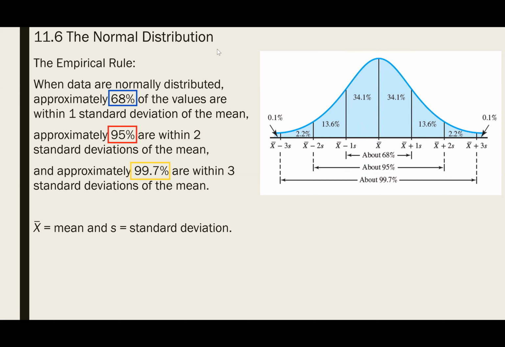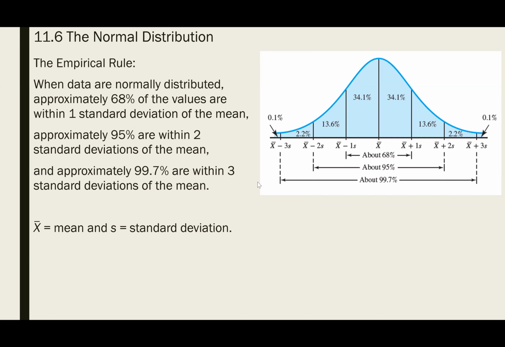The word within basically tells you to walk up two and walk down two, or walk up three and walk down three. That's what the word within means: you have to go above and you have to go below. And again, in the symbols, the X-bar is the mean, which is the average, and the standard deviation is S. 1 means 1 times S, 2, and so on.